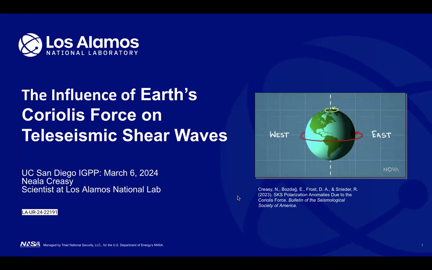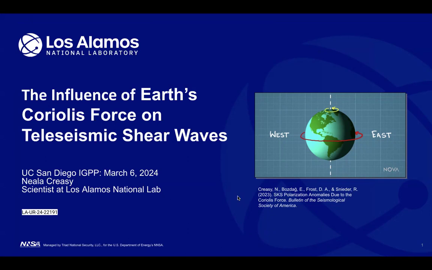Neela started her geophysics and seismology career by getting a BS in applied geophysics from MTU, and then she went on to do a PhD at Yale, where her supervisor was Maureen Long. Her thesis was on lower mantle anisotropy through the lens of seismic observations and mineral physics experiments. And I hear that she actually won an AGU Graduate Student Award for her thesis. So that's very impressive.